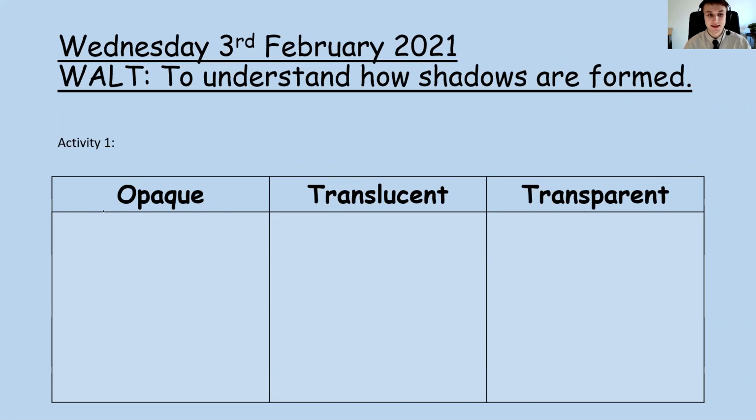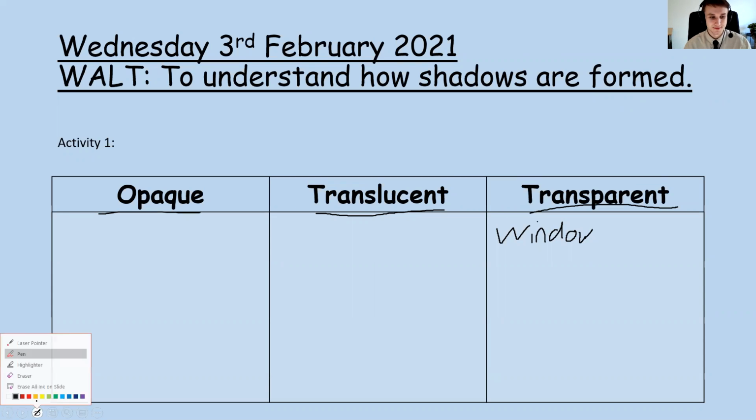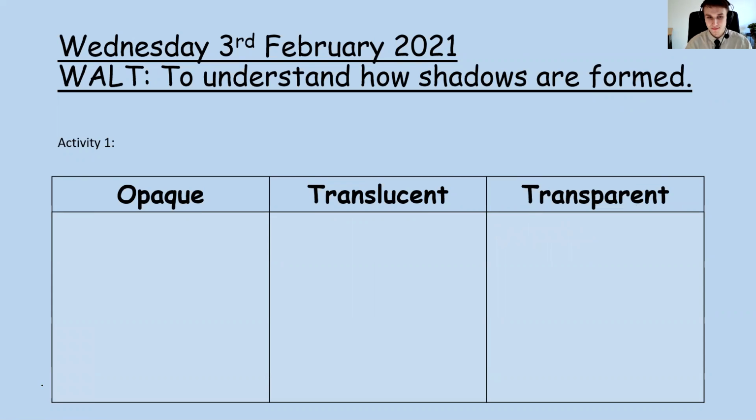Remember, opaque means you can't see through it at all. Translucent means you can see through it a little bit. And transparent means you can see through it perfectly. You can see through it really, really clearly. I can give you one straight away. Transparent: I'm sure everyone's got a window somewhere that they can see, and a window would be a really nice example. What other transparent things can you find? So that's activity number 1.